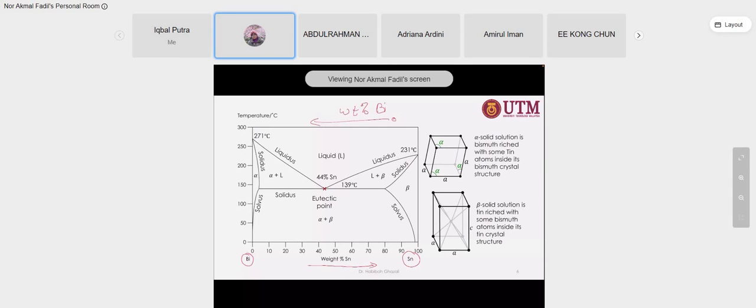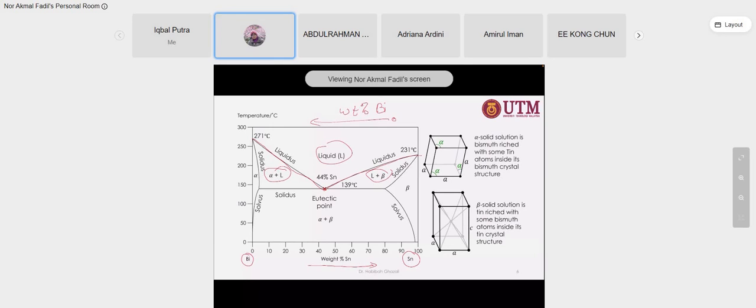So when we construct this phase diagram based on the cooling curve that we obtain from the experiment, what we obtain is a line like this. The first line, similar to the complete solubility system, we call it liquidus. So what is a liquidus line? It's a boundary between liquid and the solid plus liquid phase. That's the defined liquidus line.